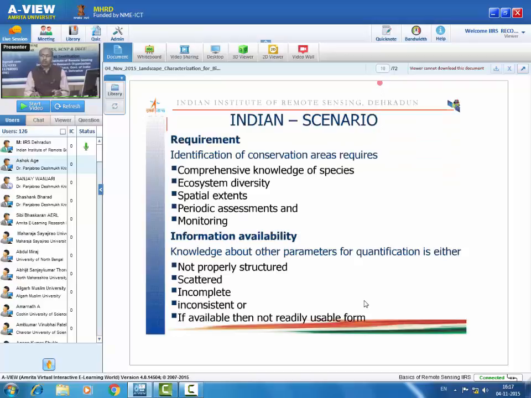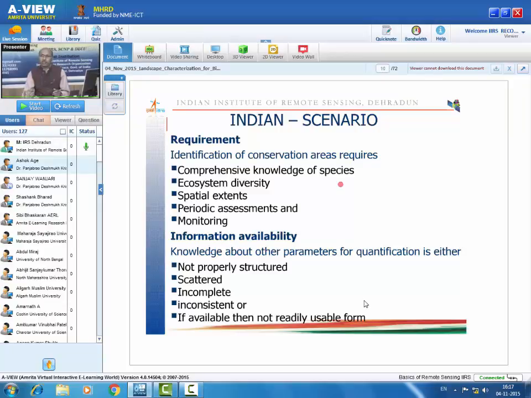That's why it's very important for us. We have different organizations in the country who are doing the survey. They have very comprehensive knowledge of species, ecosystem diversity, and their distribution, that means the spatial extent. And then they also carry out periodic assessment and monitoring very regularly. So that kind of arrangement is already there.